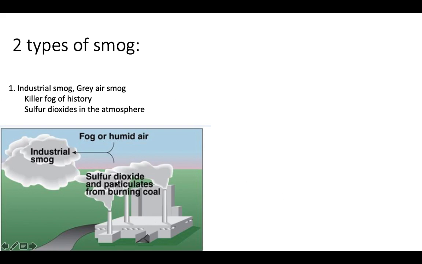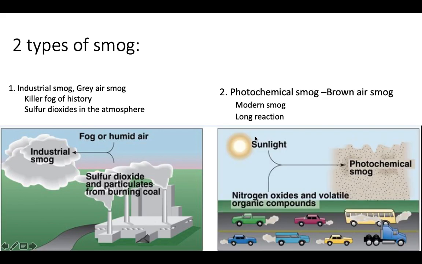The sort of old-timey type of smog is what they call industrial smog or gray air smog. This is the historical fog that killed people in London in 1952, and it's just a result of sulfur dioxides and particulates that end up in the air from burning coal. Photochemical smog is a little bit different. They call it brown air smog.